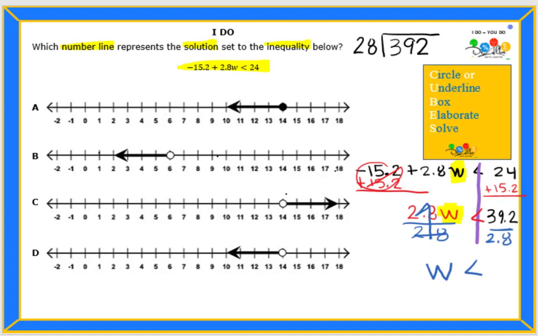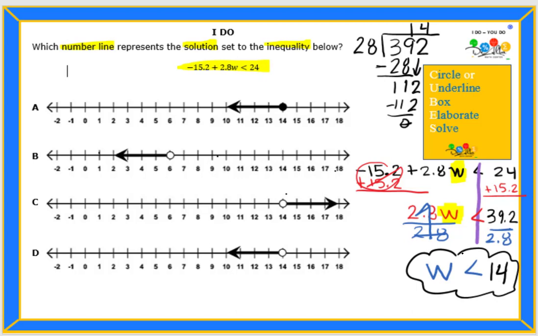Now we can rewrite this, and it's going to look like this. 392 divided by 28. 28 goes into 39 one time. We subtract. Bring down the 2. 28 goes into 112 4 times. And we are done. So this would be w is less than 14.